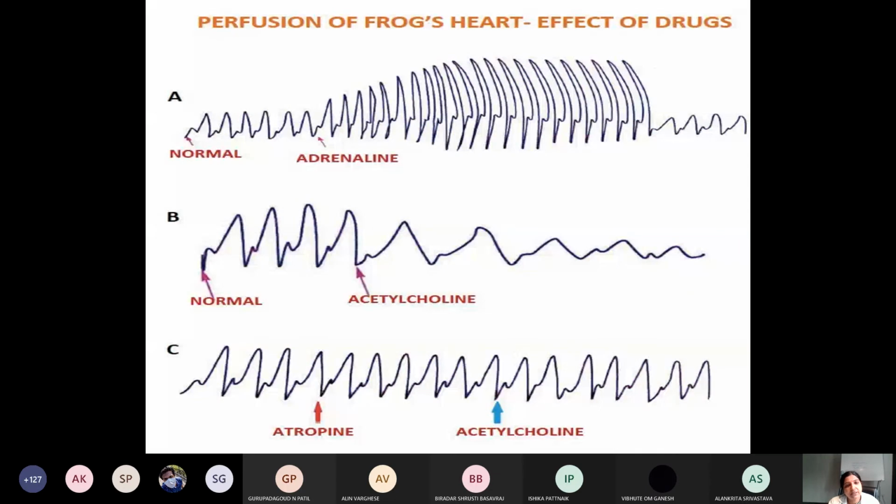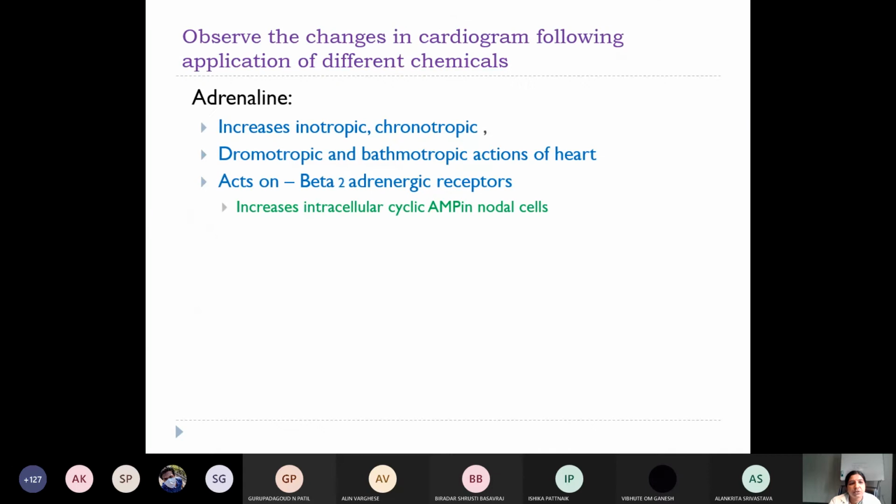If there is slight variation in any of these neurotransmitters, meaning if there is predominance of sympathetic or predominance of parasympathetic, or atropine, which is a muscarinic receptor blocker, and muscarinic receptors are present very much in the heart, how does the heart change its effect? These graphs depict that, right? So we see first this adrenaline. So these are the physiological basis.